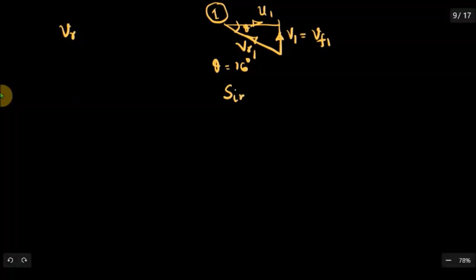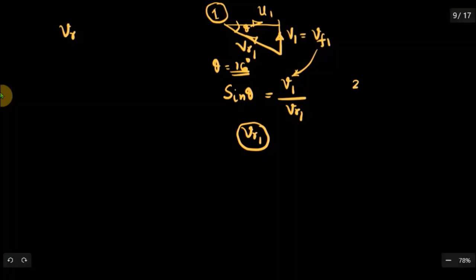So if you take sin theta or cos theta, you can connect. Sin theta is opposite side by hypotenuse, which is V1 divided by VR1. We know V1 is 3.027 and theta is 16 degrees, so you can easily get the value of VR1. So VR1 can be found out.